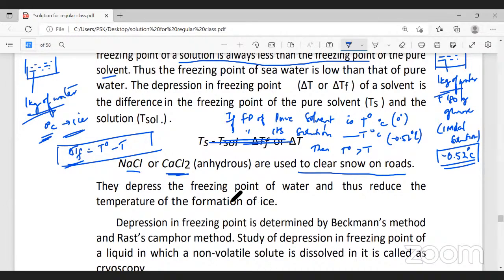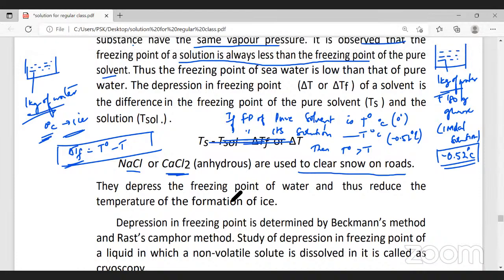So water, the snow, and if you have to clear the snow on the road, sodium chloride or calcium chloride is used, because when you use sodium chloride or calcium chloride, it decreases the freezing point of water and reduces the temperature of formation of ice. Normally ice is formed at 0 degrees Celsius, but when you add NaCl or potassium, calcium chloride, the freezing point decreases. Therefore, it reduces the temperature for the formation of ice. Ice is not formed easily.